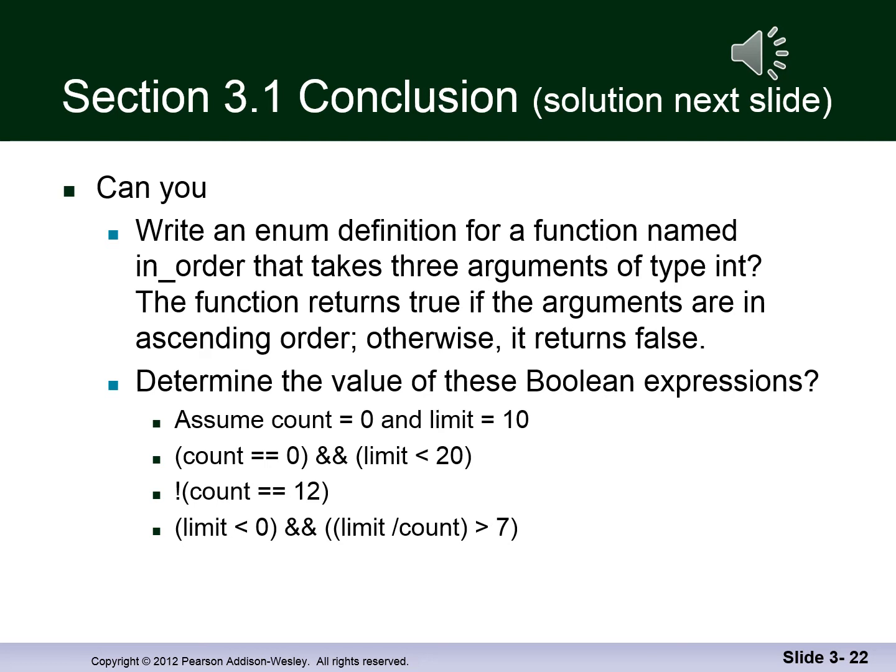Not, parentheses, count equivalent to 12. Well, count equivalent to 12 returns false, but the not flips it to the alternate, so that's true. Limit less than 0, that's false. So short circuit evaluation never gets to the second part, because it's in an AND. So limit less than 0 is false, and false AND true is false. Because it's in an AND, it never evaluates the second condition.